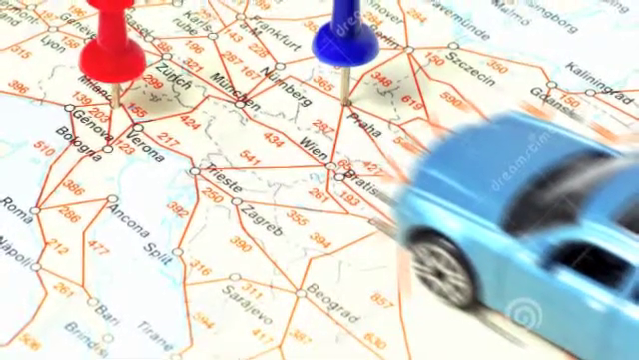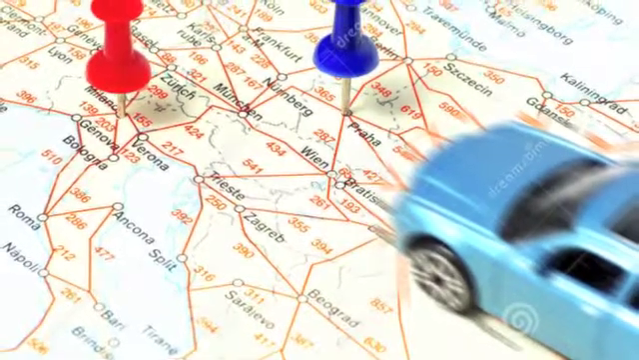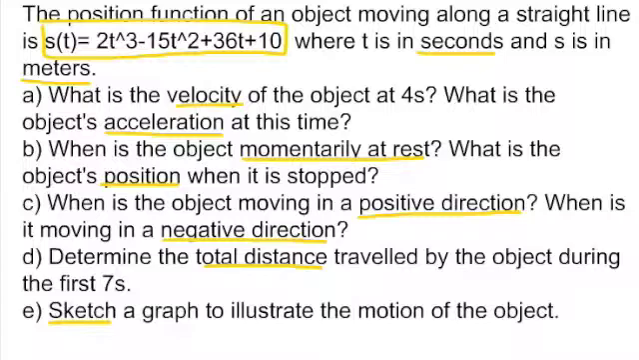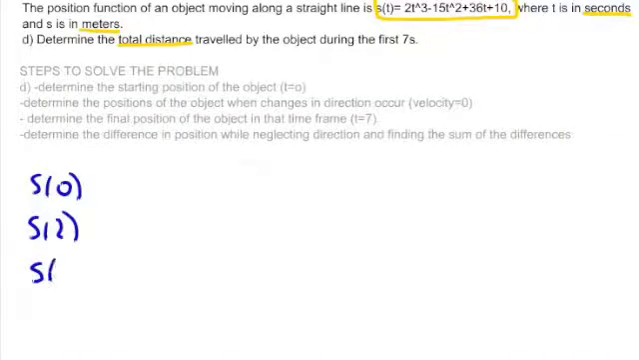Part D is asking us to determine the total distance traveled in the first 7 seconds. This means that we need to take into account the distance traveled when traveling in the negative direction. To solve for total distance, we will need to determine the starting position, the distance at each of the turning points, as well as the final distance. This means that we need to solve for distance when t is equal to 0 seconds, 2 seconds, 3 seconds, and 7 seconds. This is done by plugging in these values for t in the original equation.